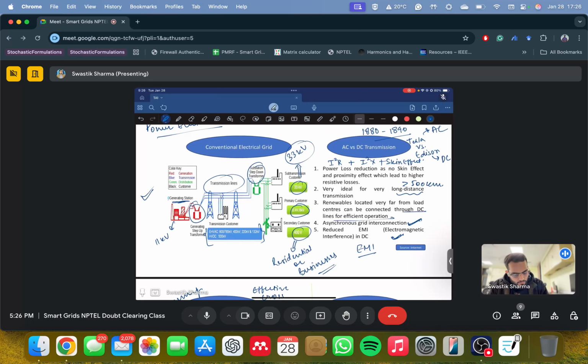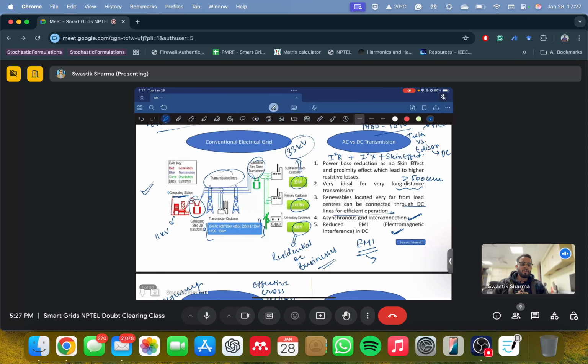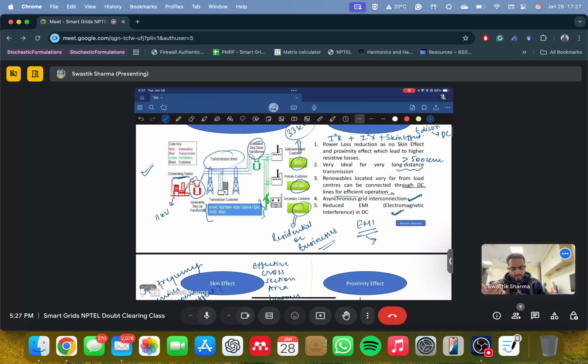Now, you know what EMI is, right? What exactly is EMI? EMIs are interferences or disturbances caused in your voltage signals due to the fact that they are traveling at very high frequencies, right? So when that happens, they experience distortion. That is caused by electromagnetic interference. That is not prevalent in DC, only at the substations where high frequency power electronic switches are located.